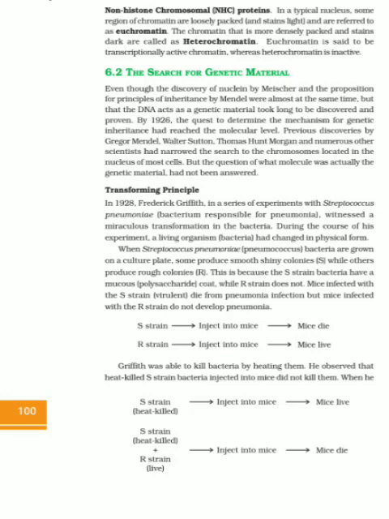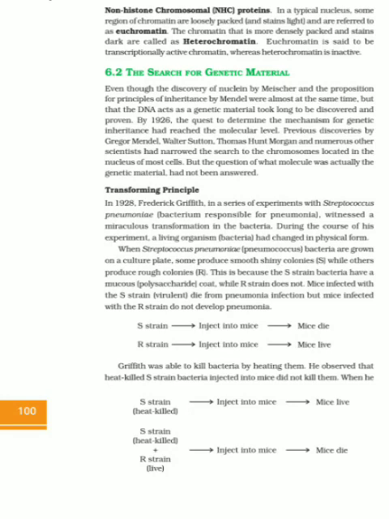Mice infected with the S strain (virulent) die from pneumonia infection, but mice infected with the R strain do not develop pneumonia. S strain injected into mice, mice die. R strain injected into mice, mice live. Griffith was able to kill bacteria by heating them. He observed that heat-killed S strain bacteria injected into mice did not kill them. S strain heat-killed injected into mice, mice live. S strain heat-killed plus R strain live injected into mice, mice die.